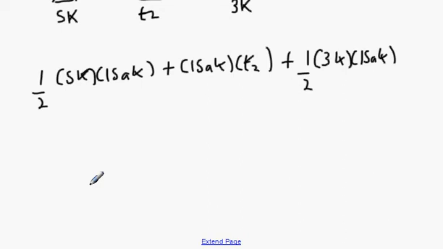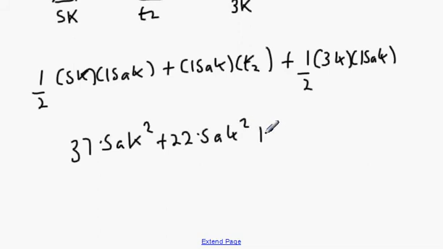So 75 divided by 2, 37.5ak squared, plus 3 times 15, divided by 2, that's going to be 22.5ak squared. That's the last one. And we still have our 15ak t2, and that equals 90ak squared.